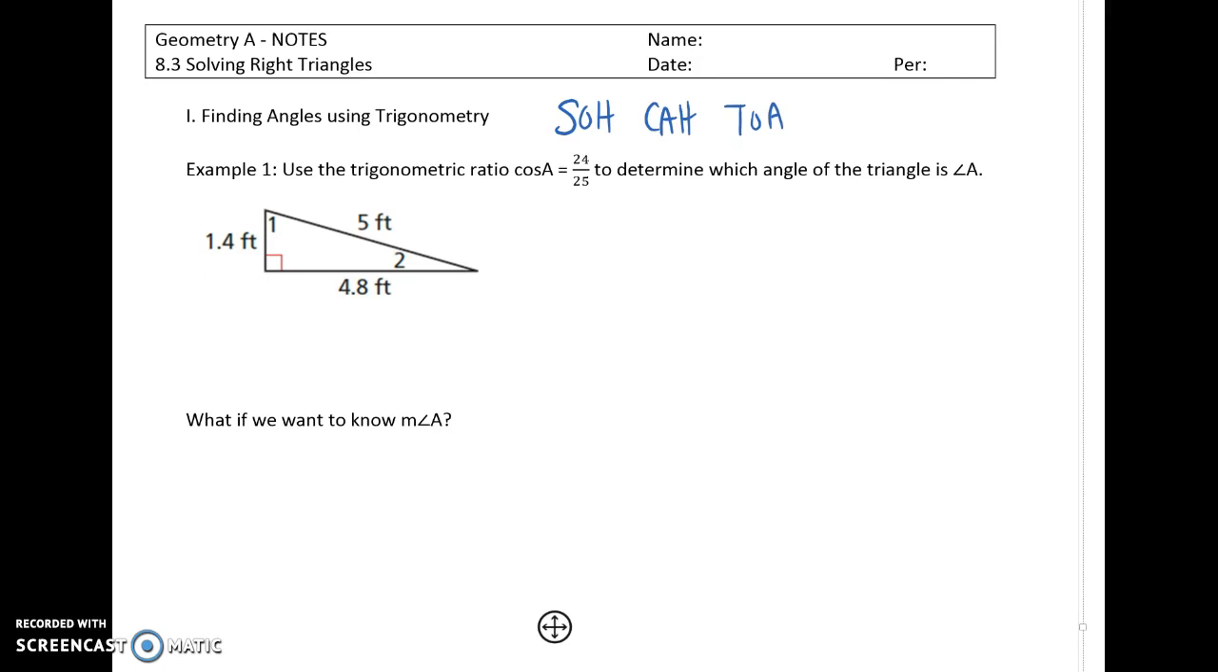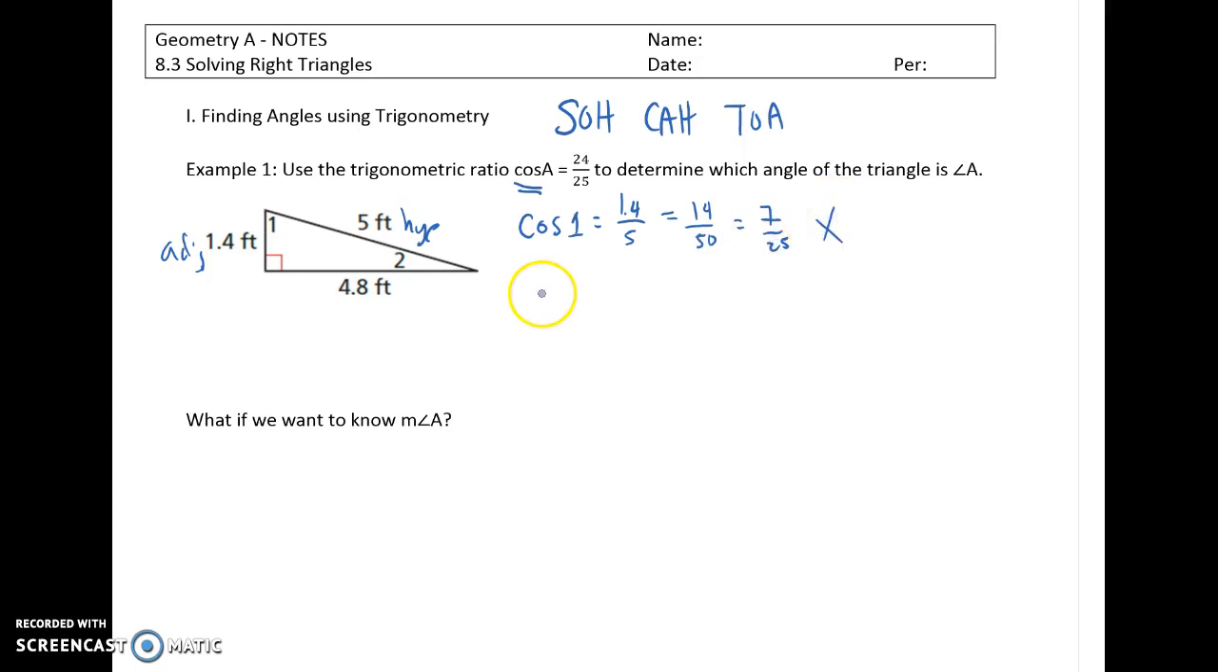So what we can do is just figure out the ratios. If I'm looking at cosine, I'm looking at CAH. So cosine of angle 1 is adjacent over hypotenuse, right? I want to pick the right adjacent, so that's 1.4. Hypotenuse is 5. Then I want to reduce that and see if it equals 24 over 25. Remember, I can move that decimal point over to get 14 over 50, and that is 7 over 25, which is, nope, not angle 1.